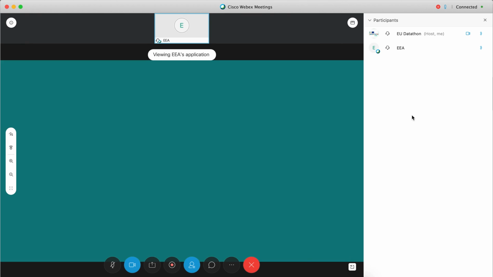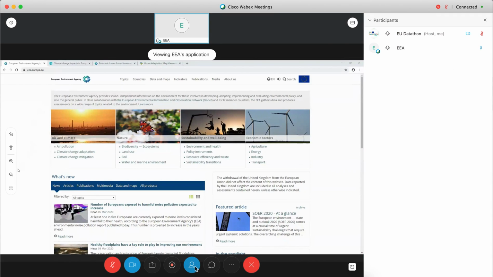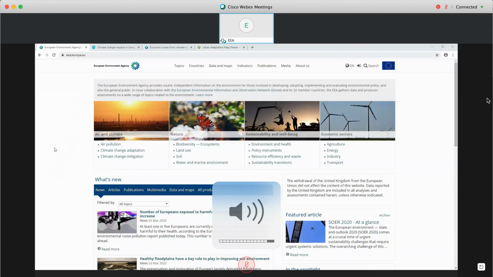Hello from Copenhagen, from the European Environment Agency, the EEA. I would like to start by presenting a bit of what we do, which is very much related to the European Green Deal, the theme of Challenge number one for the Datathon. We cover a lot of subjects, as you can see on our homepage: air pollution, climate change adaptation, climate change mitigation, biodiversity, water and marine environment, environment and health, and many others. Our strength comes from the fact that we have 32 members and six cooperating countries, which are all delivering data to the EEA on all these environment themes.